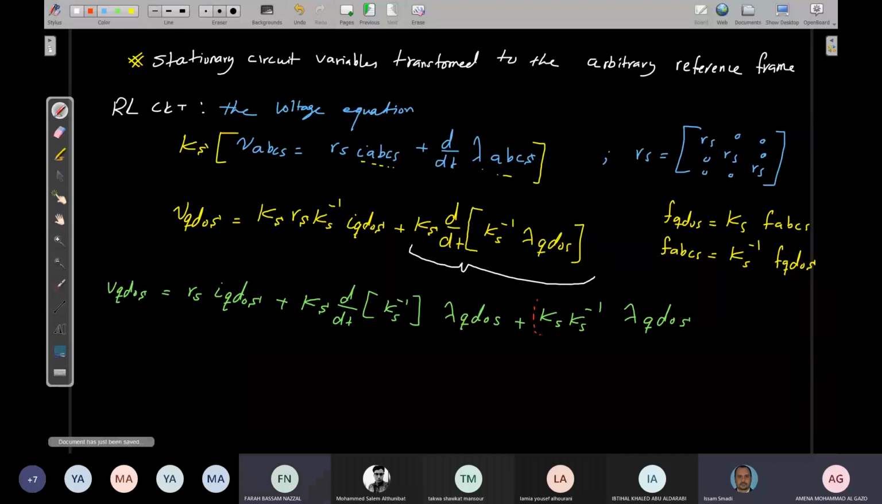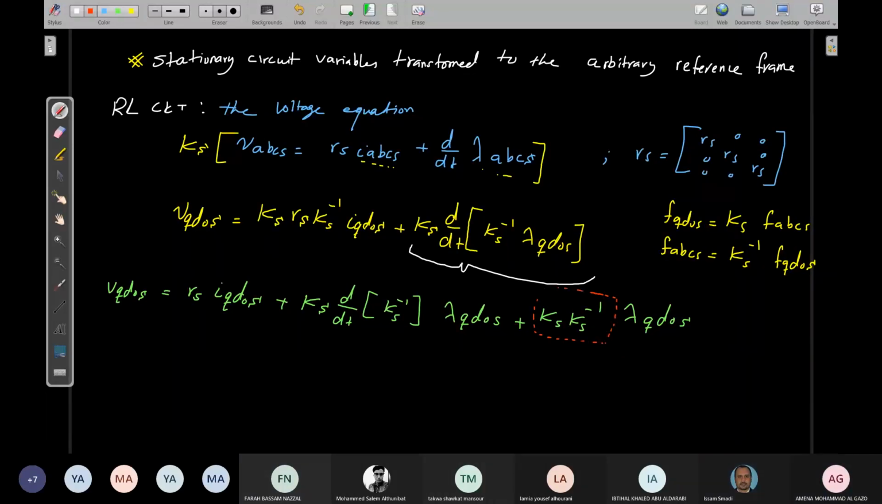There is the d by dt of Ks inverse. No, here I was forgetting the d by dt of this Ks inverse. Yeah, and this one is what? It is the identity matrix. This one here is what? The identity matrix. So now I end up what?